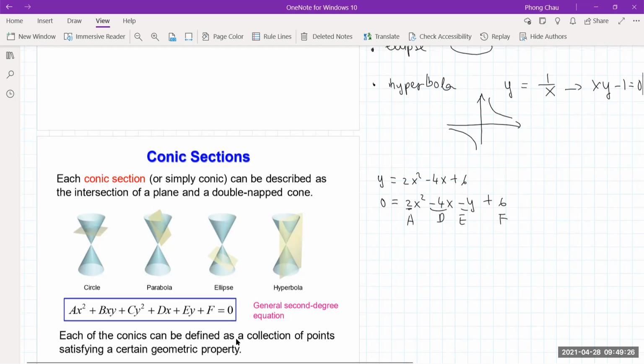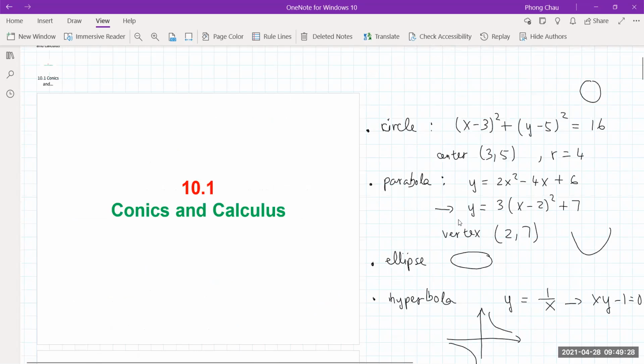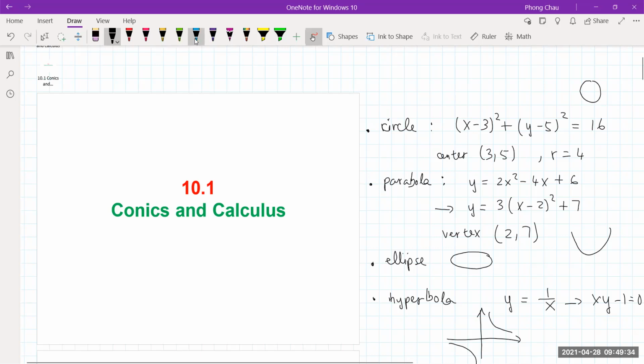Okay, so what does it mean? Let's look back at the circle first. Circle is in fact the easiest one to understand. So what is a circle? A circle is really the set of points that have the same distance from a fixed point.